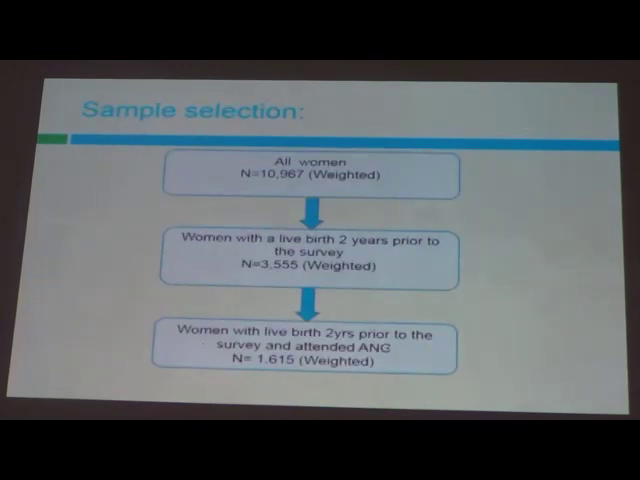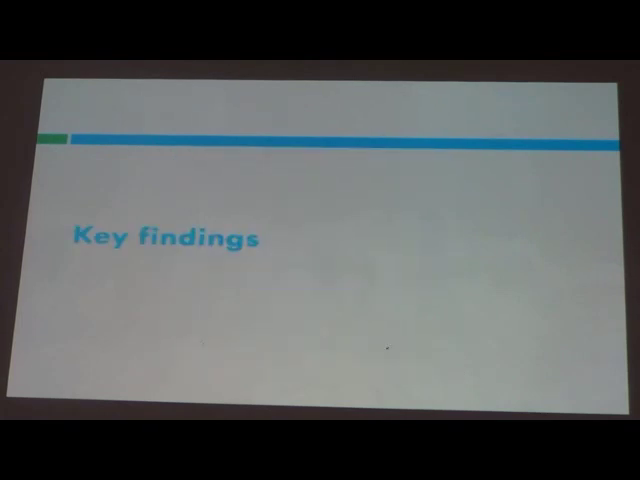And this is how we dealt with the data. Out of 10,000 women who are included, we selected women who had birth at least 2 years before the survey. And then, we looked at women with the complete information. So we end up with a sample of 1,615. For analysis, both descriptive and inferential statistics were done.